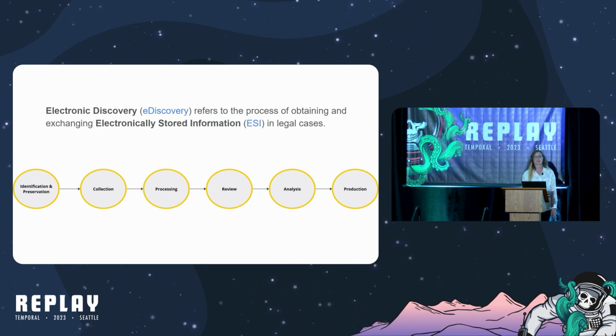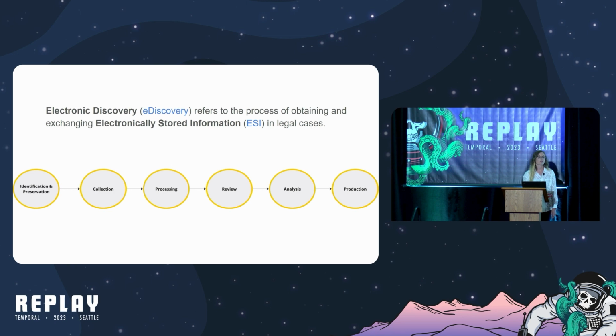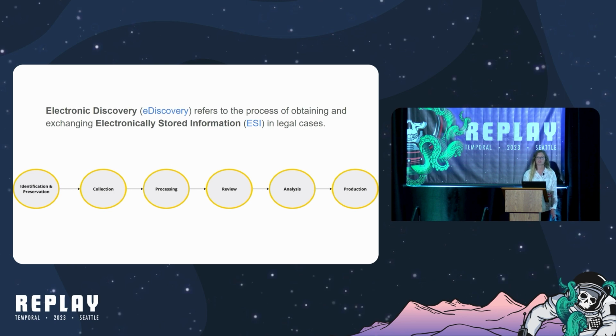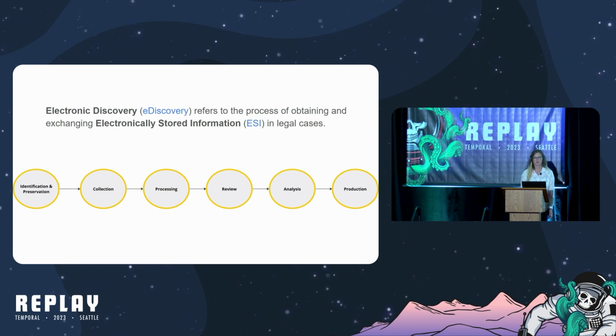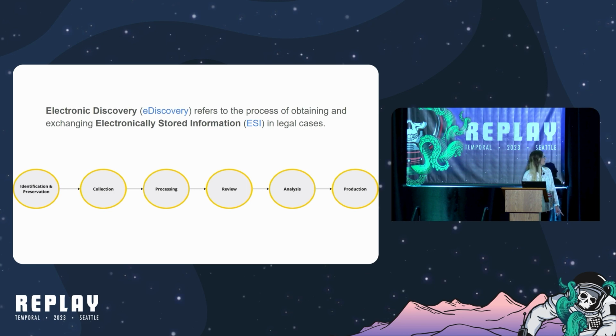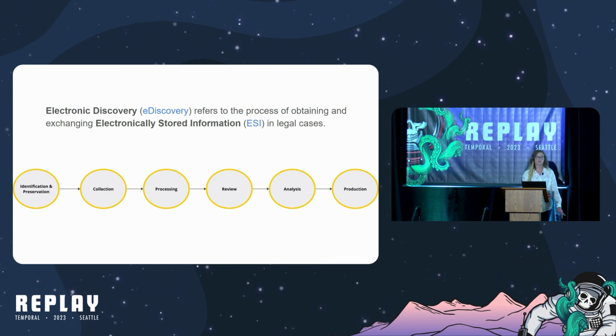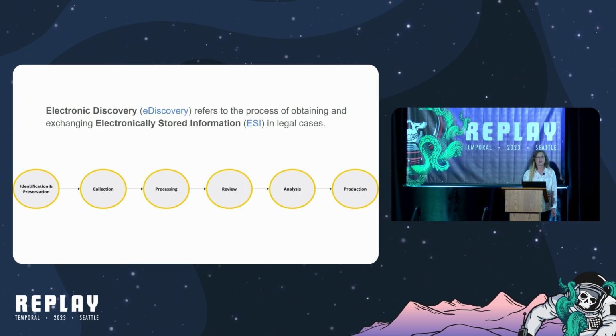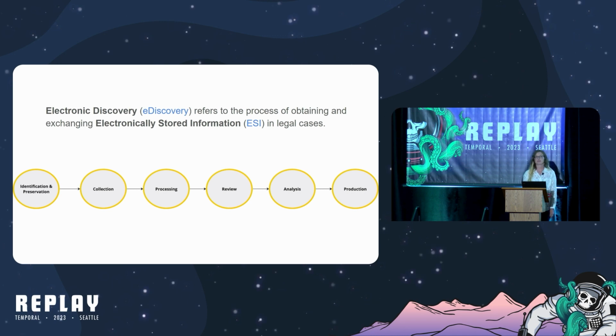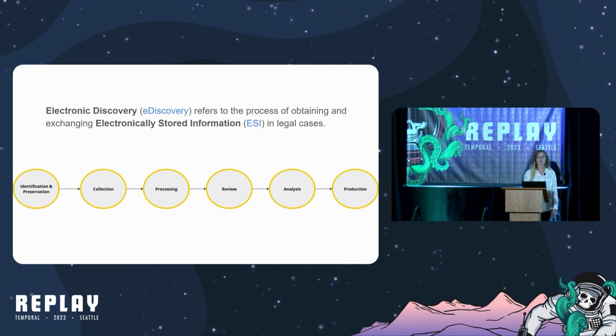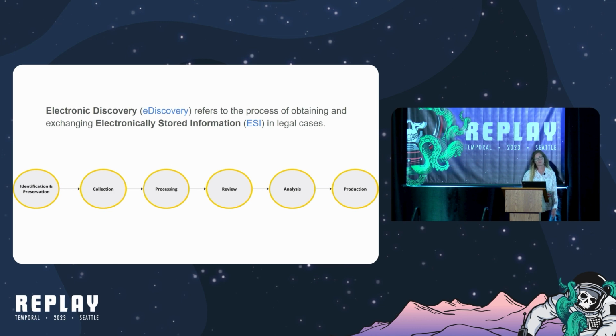eDiscovery, much like a Temporal workflow, is simply the process that is followed by legal teams pre-trial. As depicted in the slide, these are the steps or activities that make up that workflow. The output of the workflow is then the eDiscovery findings that will be shared with all parties involved in the lawsuit.